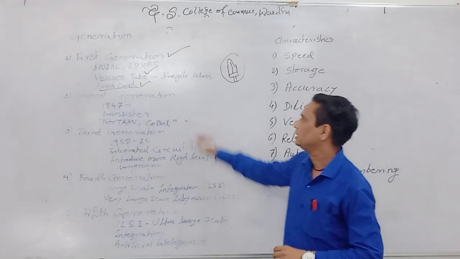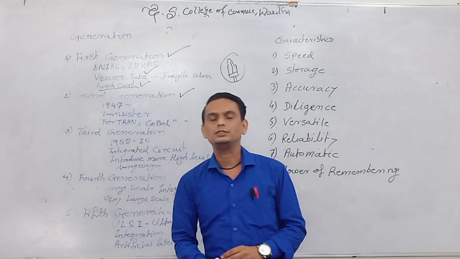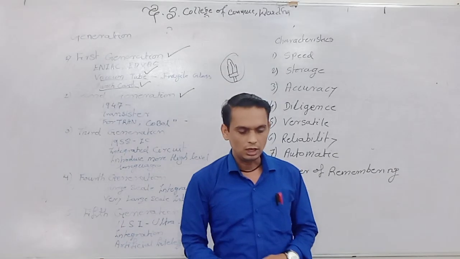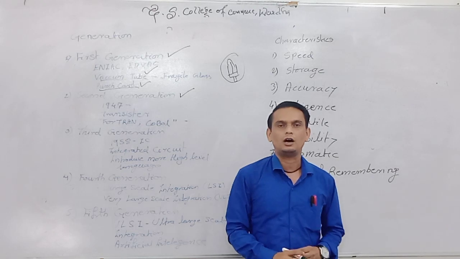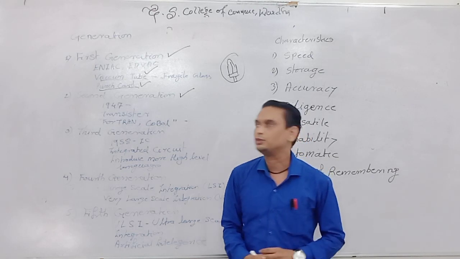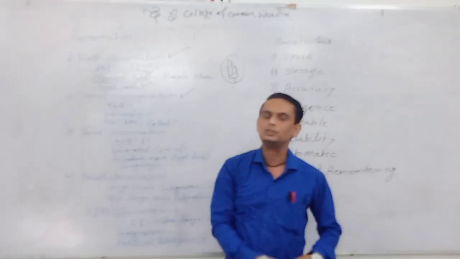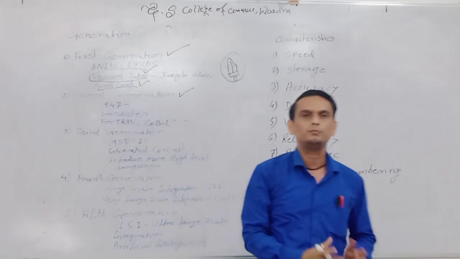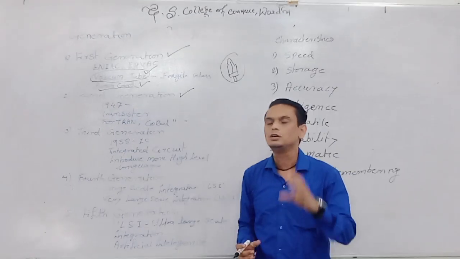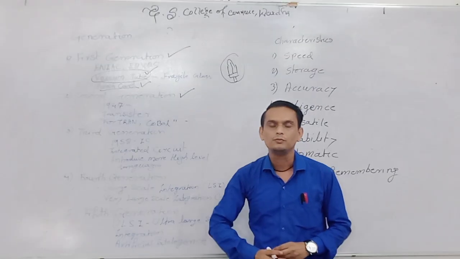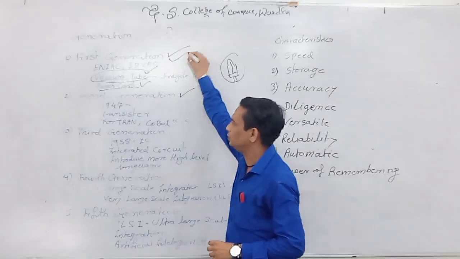Next one is the second generation. In 1947 the transistor was invented in Bell Laboratories. Transistors are the equipment which replaced the thousands of vacuum tubes. A single transistor replaces thousands of vacuum tubes. The size of this computer is smaller than the first generation computer.